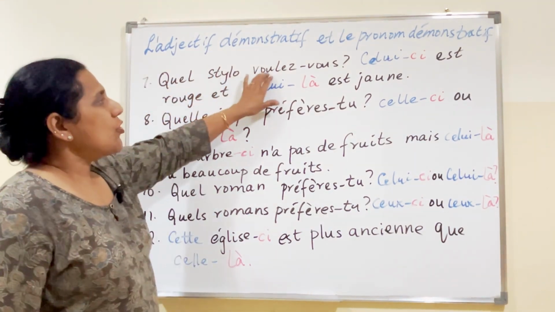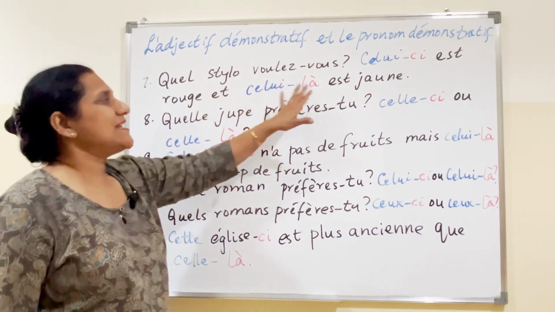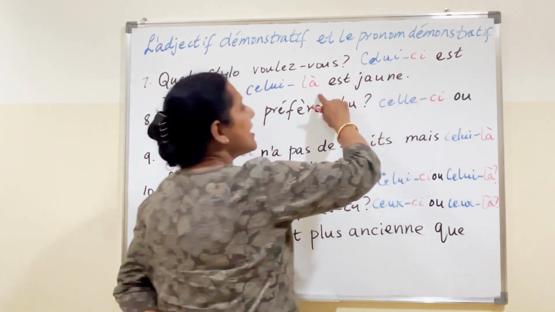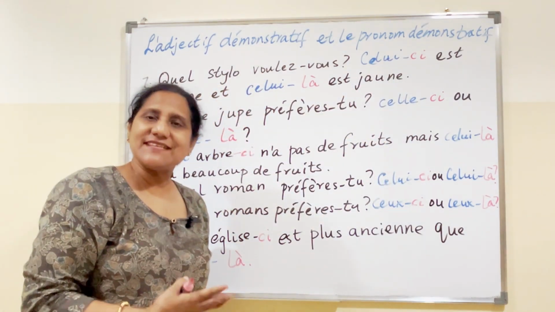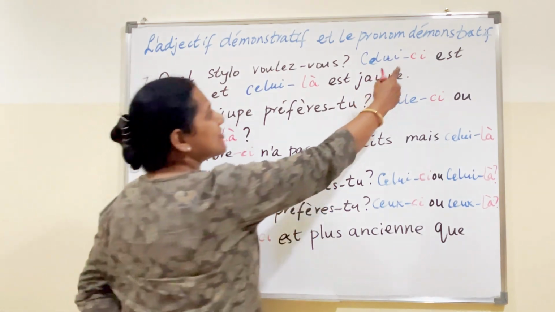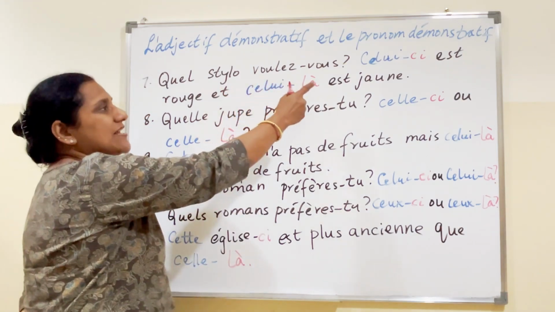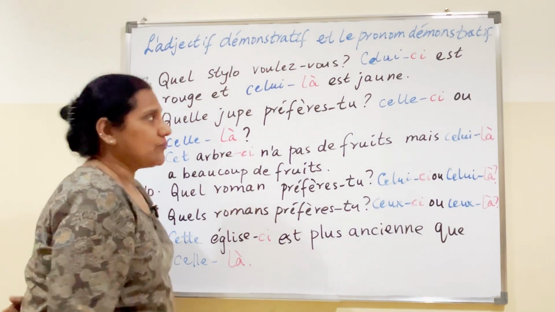Quel stylo voulez-vous? Celui-ci est rouge et celui-là est jaune. Why did we need to add the suffixes -ci and -là? Because this demonstrative pronoun in the sentence is not followed by qui, que, de. Therefore, we had to add -ci and -là. So, which pen would you like? The one here is red and the one there is yellow.